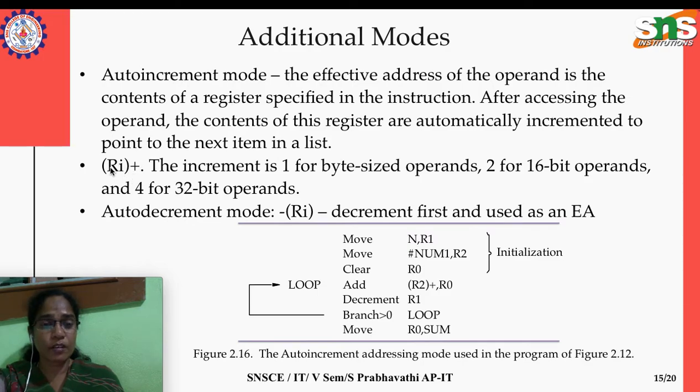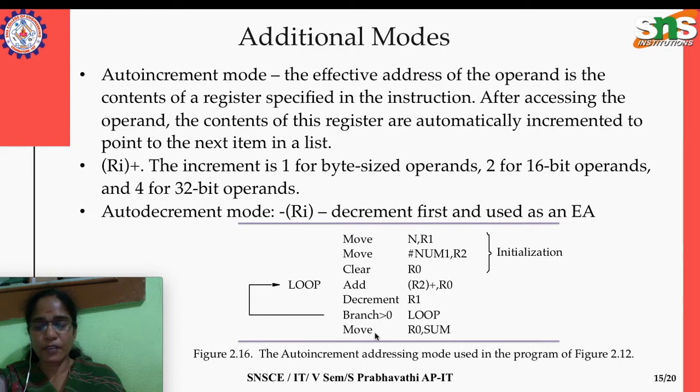Please don't confuse these, there is a little difference you have to make. In auto increment, first the content of the register is given as the effective address, followed by the increment. After giving the effective address only, the register will be incremented. In auto decrement, first decrement the register and then give it as the effective address. Here it is minus Ri. In Ri we have the address, so that gets decremented and is given as the effective address, that is, the location of the operand. So that is auto increment and auto decrement.